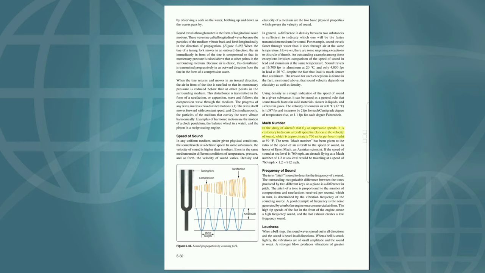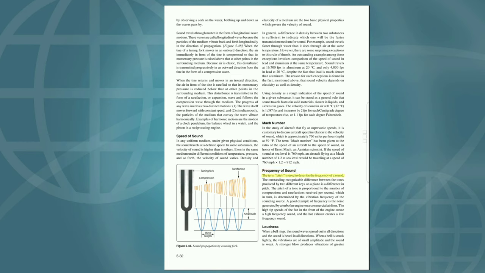Mach number. In the study of aircraft that fly at supersonic speeds, it is customary to discuss aircraft speed in relation to the velocity of sound, which is approximately 760 miles per hour at 59 degrees Fahrenheit. The term Mach number has been given to the ratio of the speed of an aircraft to the speed of sound, in honor of Ernst Mach, an Austrian scientist. If the speed of sound at sea level is 760 miles per hour, an aircraft flying at a Mach number of 1.2 at sea level would be traveling at a speed of 760 miles per hour times 1.2 equals 912 miles per hour. Frequency of sound.